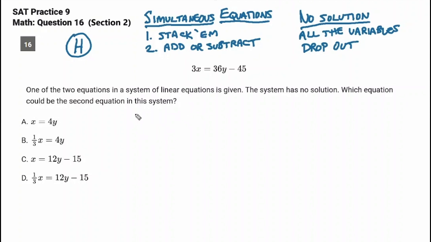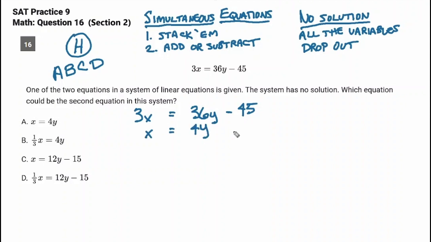Let's write down the equation here, and let's just start with A. We're going to have to do some crossing off, so we're going to write A, B, C, D. All right, A says x equals 4y. Now, there's no number here, so what's the number? It's 0. I can't add or subtract these and make anything go away, so what I got to do is multiply or divide one of the equations. I'm going to multiply this equation by 3.